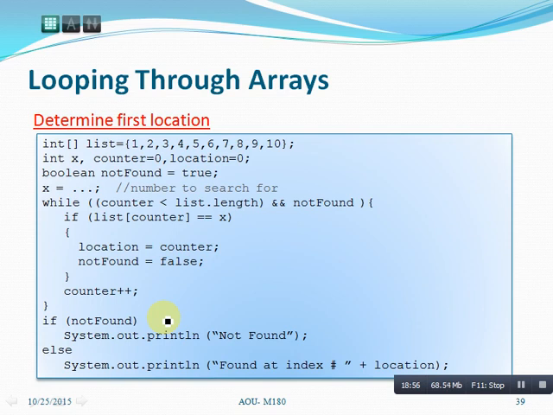Then determine the first location. It is again the same thing. You need to go through the array and check whether the element is present or not. If it is present, take the index as the location plus 1 and you can display the location.